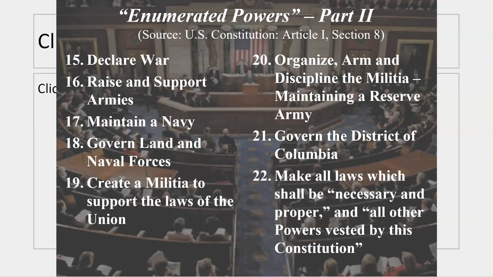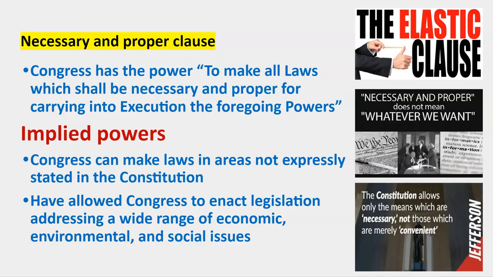The big one, the one that we always talk about, the Elastic Clause, making all laws which shall be necessary and proper, and all other powers vested by this Constitution. This is giving the Congress, the legislative branch, a significant amount of power here, which obviously would give the anti-federalists pause. Ultimately, the reasons why they wanted a Bill of Rights, why they wanted those 10 amendments to the Constitution. But that elastic clause, that necessary and proper clause, really addressing the idea of implied powers, really giving them more power than you can ever imagine.